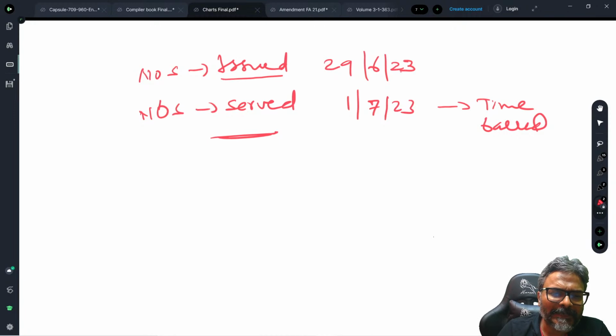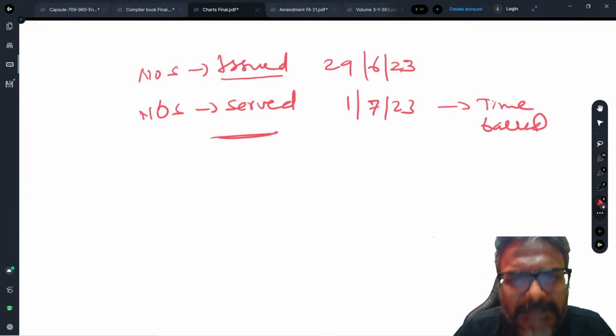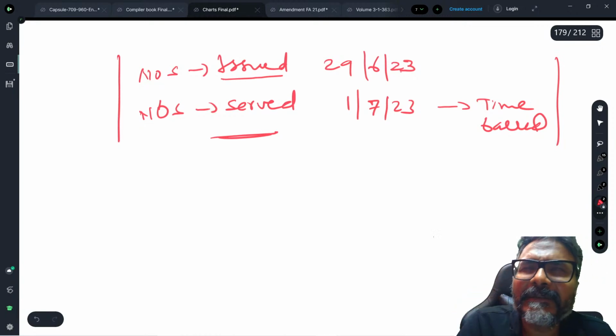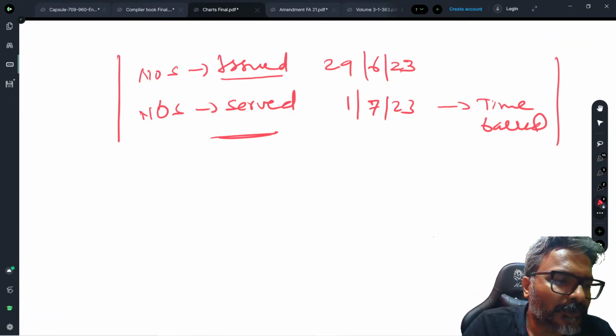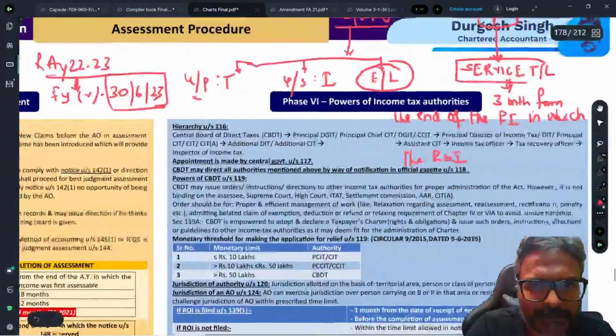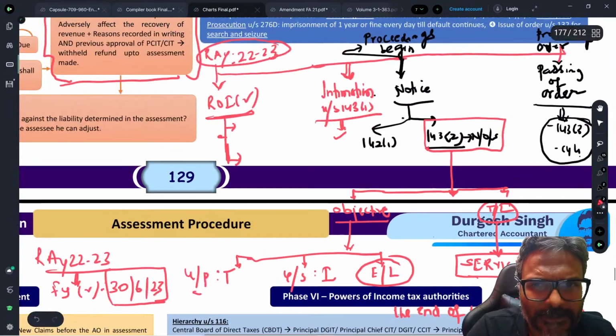The answer is no. Section 292BB comes for the protection of the assessing officer. Based on the provision of section 292BB, we will say that the notice will be deemed to be valid. Yes, he has participated in the proceedings without raising any objection about its validity. Exactly, students. So that is all about the notice part.